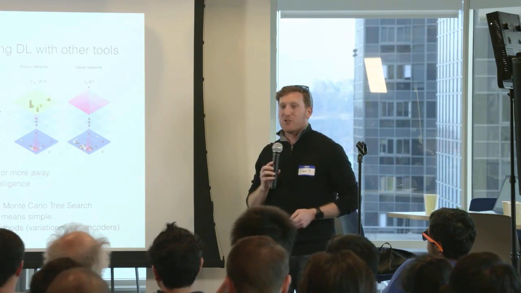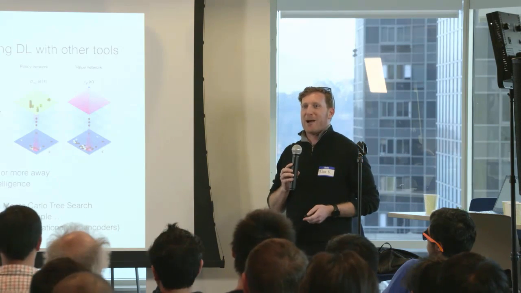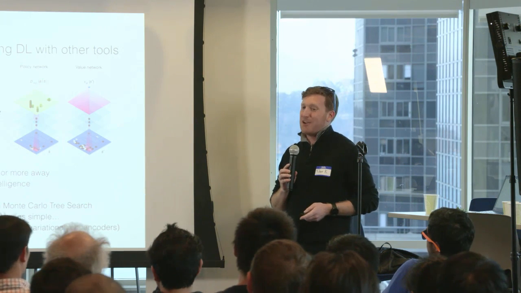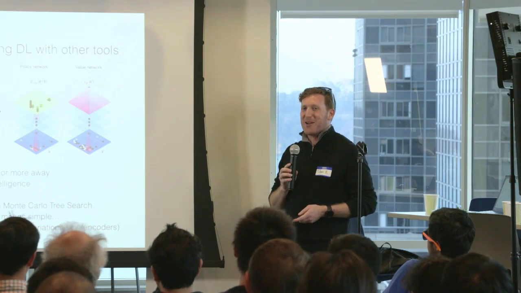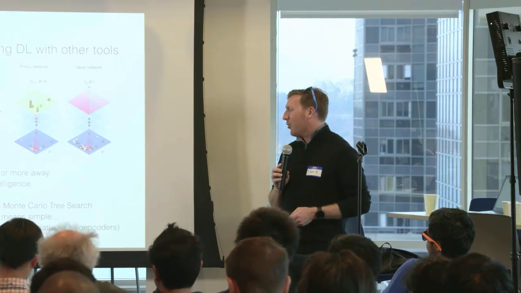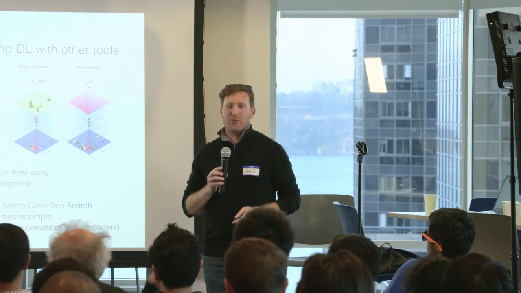Another example of this, you can combine deep learning with Bayesian methods. So let's say you care about uncertainty. For example, if your model is saying that this patient's going to die, you'd like to know how confident the model is about that before you do anything about it. There's a class of models called variational autoencoders that basically allow you to do this.